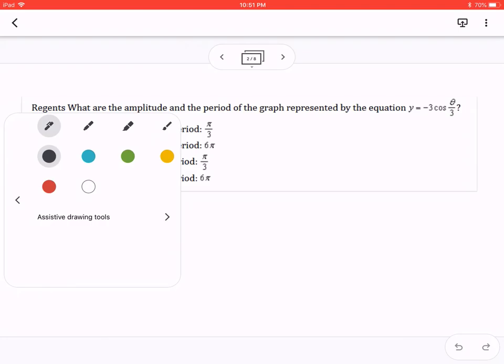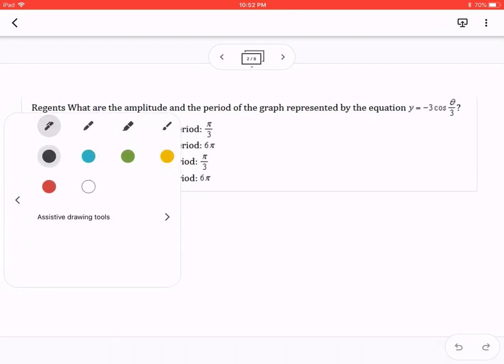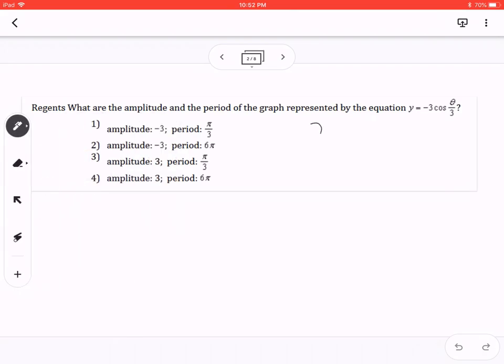So the amplitude, first of all, is going to be equal to the absolute value of the a value, which is negative 3. We know the a value always comes in front of the cosine function, and the absolute value of negative 3 would be 3, making the amplitude 3. So we could eliminate choice 1 and 2 already.